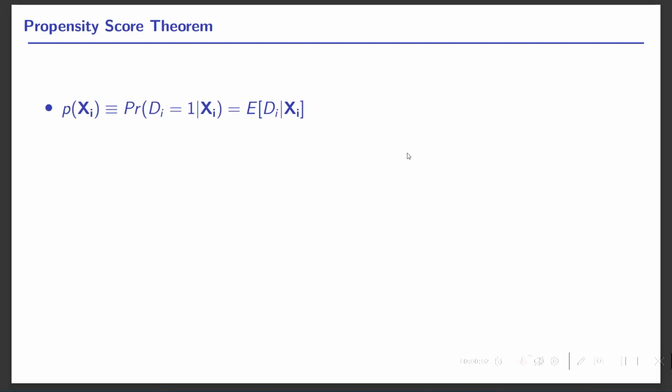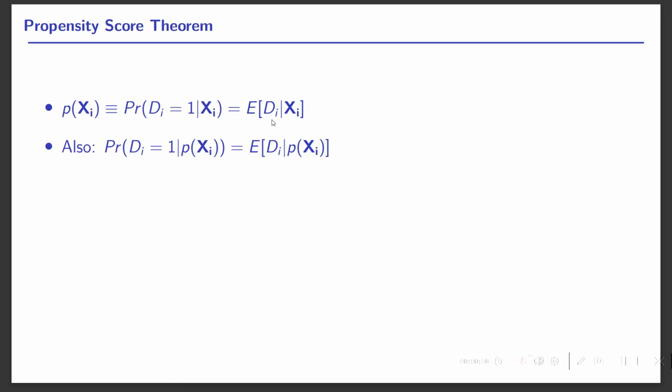Alright, let's dive into the propensity score theorem. We define the propensity score as the conditional probability of treatment given the covariates Xi. And since treatment is a Bernoulli random variable, this probability is also just the expectation of the treatment variable. Now the question is, what happens if instead of conditioning on Xi, we condition on the propensity score? As before, we can write this conditional probability also in terms of an expectation, since treatment is still a Bernoulli random variable.